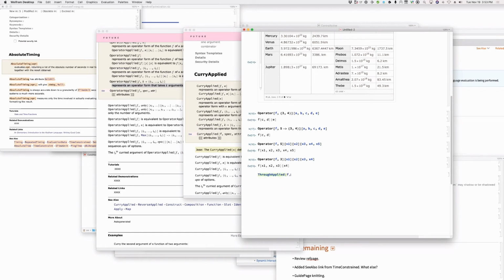FGH, in a list: open bracket F, G, H, close bracket, then open bracket X. And this returns the list f of X, g of X. It's like through of the list applied to X. I see. So it's the analog of through if we did FGH of X. Exactly. That is an interesting construct.